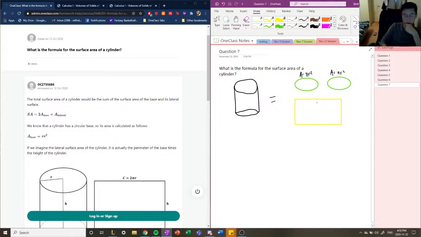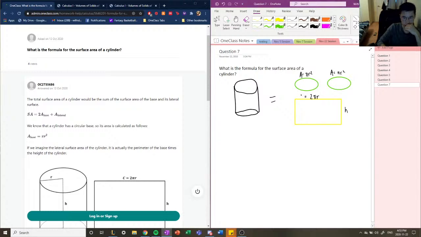But what about the rectangle? If we were to think about this, the rectangle's length would be the height of this rectangle, so I should write h. And the width is going to be the circumference of these circles, because the rectangle wraps around the whole circle. If you were to unwrap it, it would be the circumference, so it would be 2 pi r.